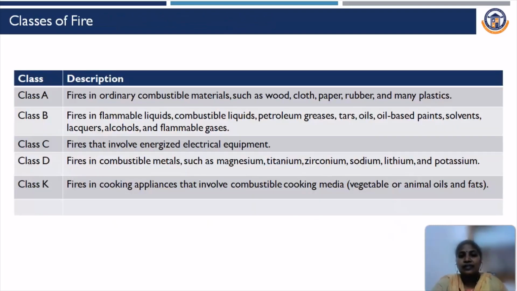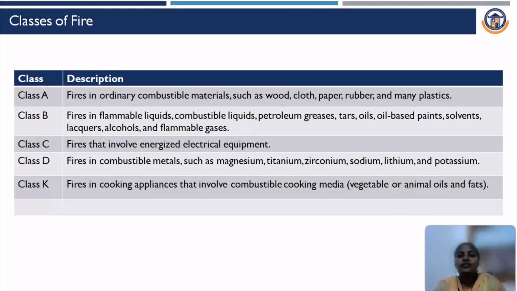Next, we'll see the classes of fire. What are the classes of fire? There are 5 classes of fire: Class A, Class B, Class C, Class D and Class K, as per NFPA regulations. Class A fire is nothing but flammable solids, where the fire is in ordinary combustible materials such as wood, cloth, paper, rubber and sometimes plastics.